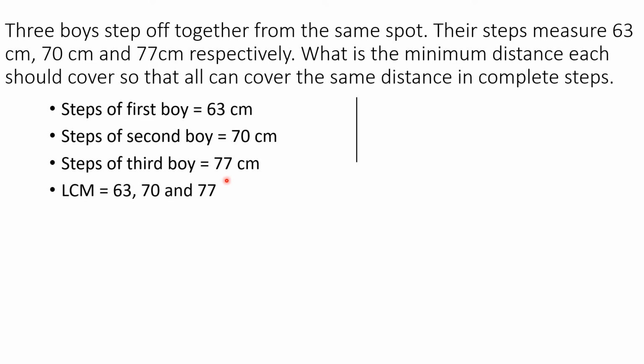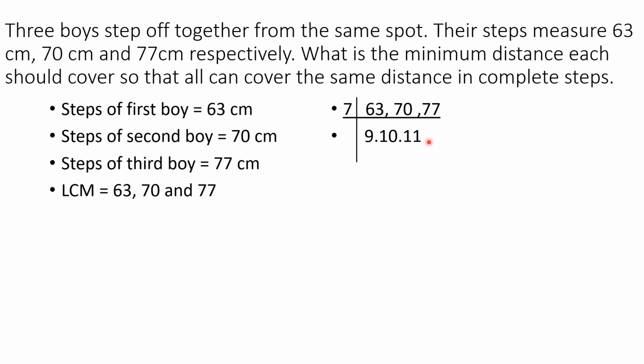So these kinds of questions are also of LCM. We can easily identify now. So we will find out LCM of 63, 70 and 77, and we know that 7 is a common divisor for all. So that's why we will divide by 7. 7 9s are 63, 7 10s are 70, 7 11s are 77. Now here 9, 10, 11.